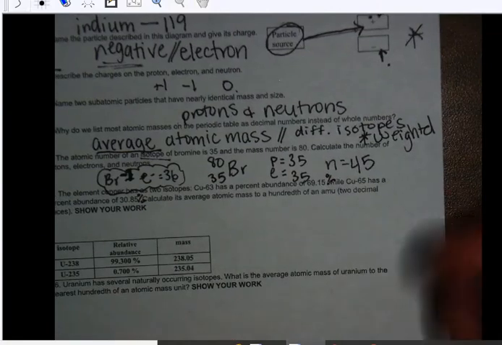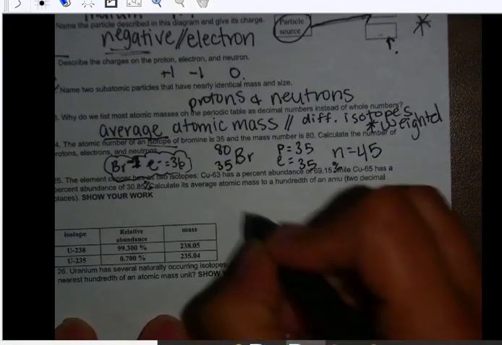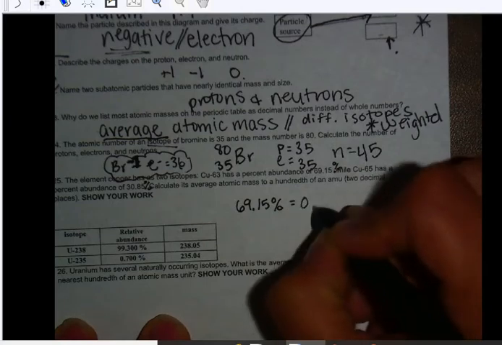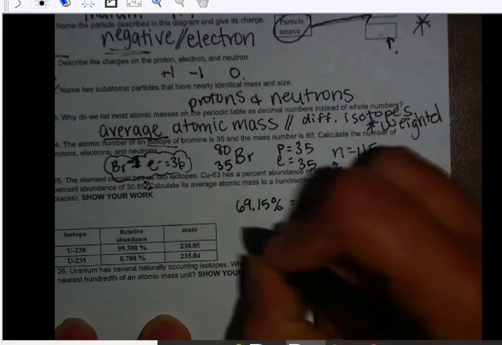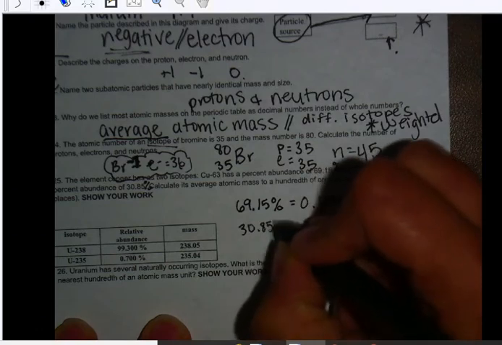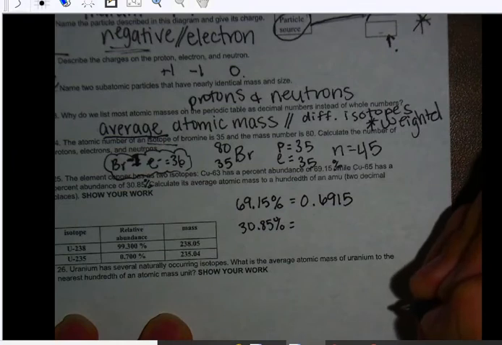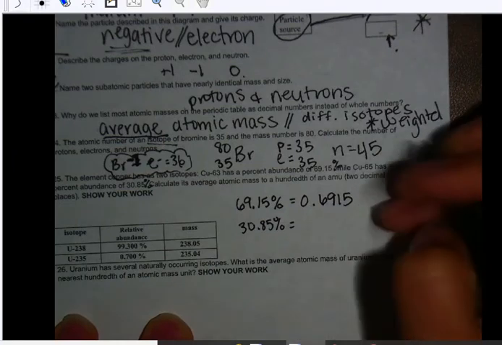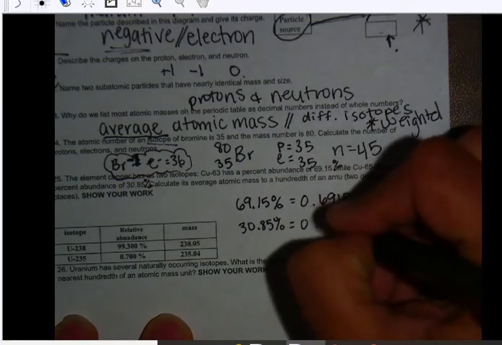We're going to calculate the average atomic mass. So first thing, we take percents and do what? Move the decimal to the left, right? So 69.15% we're going to change to 0.6915. The next one was 30.85%. Tomorrow I will make sure they all have percent signs on them, not to throw you off, okay? Only move the decimal to the left on those. So this one we have 0.3085.